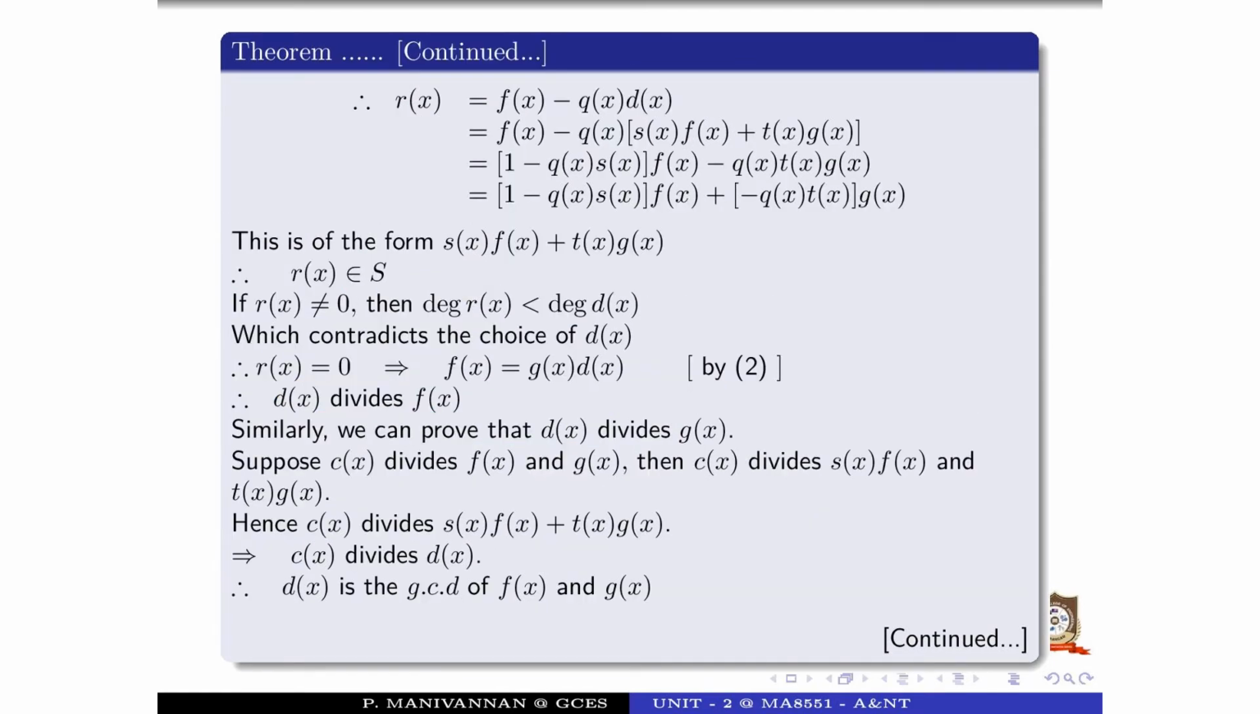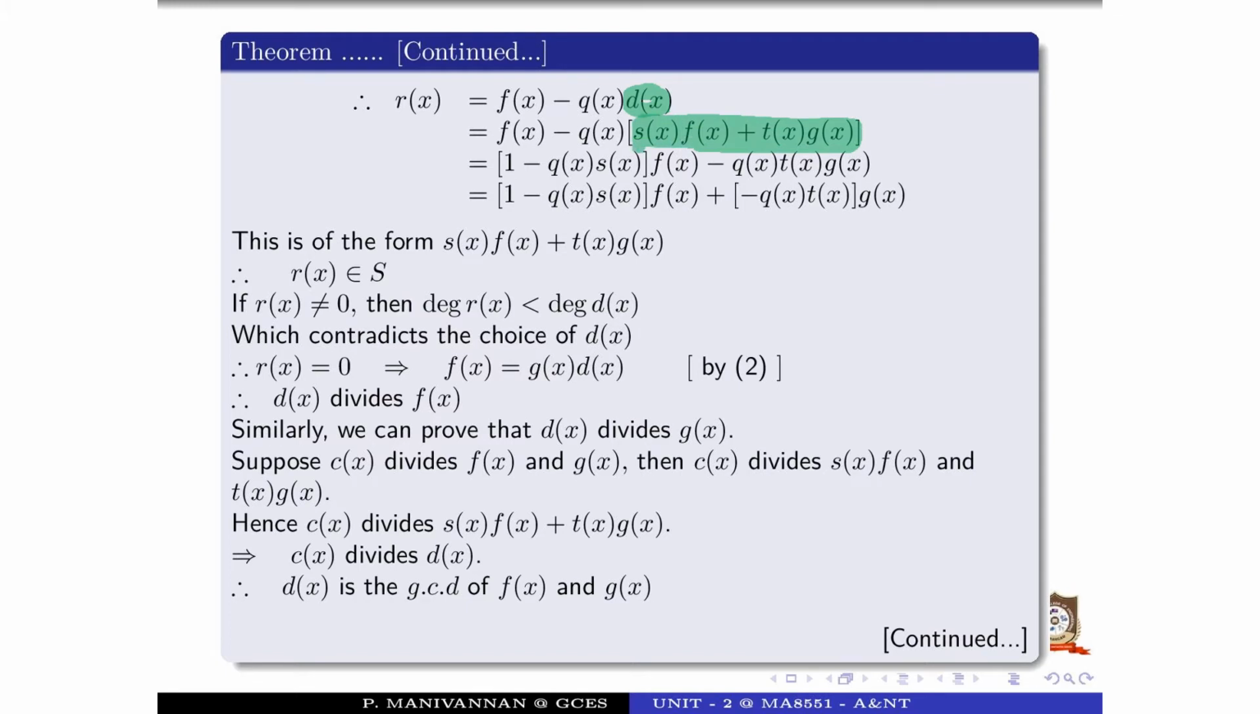Therefore, r(x) equals the remaining terms taken to the right side. So r(x) equals f(x) minus q(x) times d(x). We know that we assumed d(x) is equal to s(x)f(x) plus t(x)g(x).